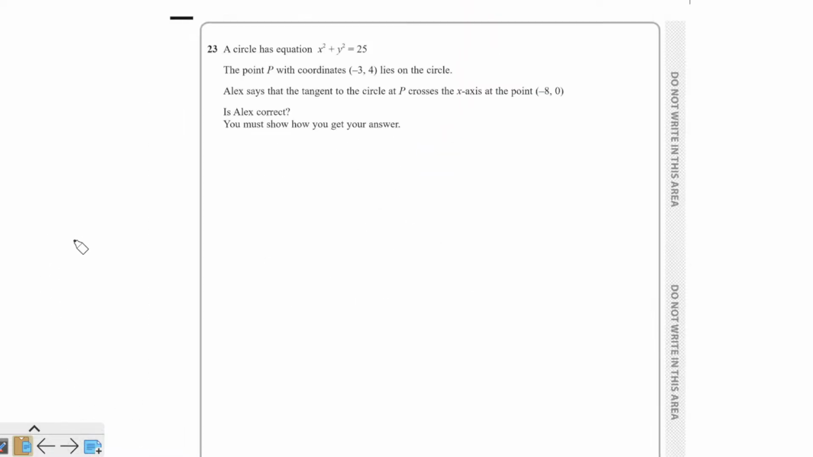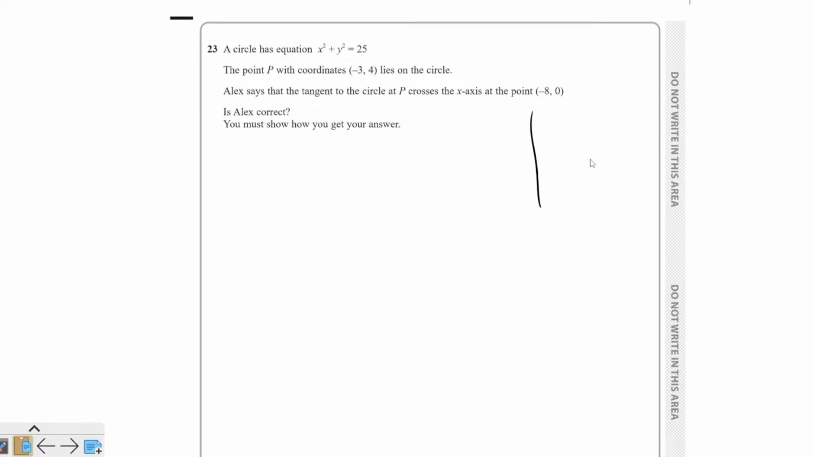Okay, I think we've only got two more left now. A circle has equation x squared plus y squared is 25. The point P with coordinates -3, 4 lies on the circle. Alex says that the tangent to the circle at P crosses the x-axis at the point -8, 0. Is Alex correct? You don't have to draw this one, but I like to sketch it just so I can see what's going on.